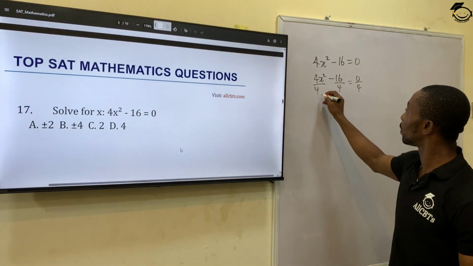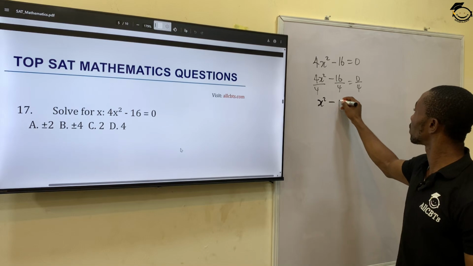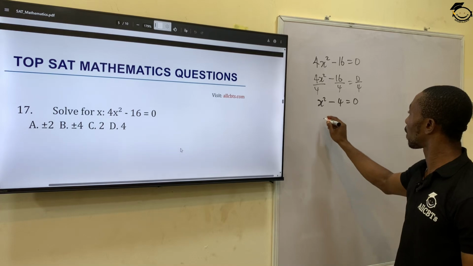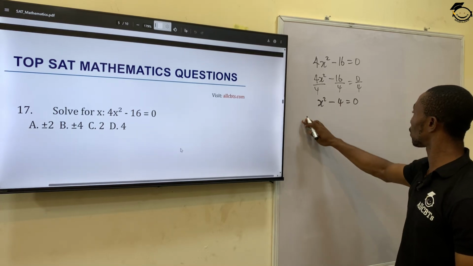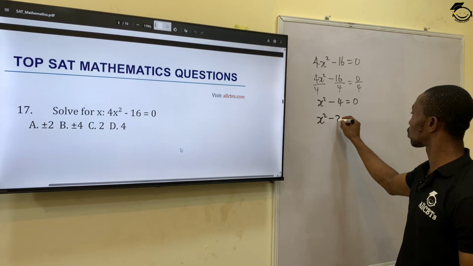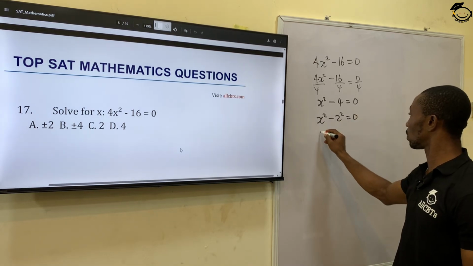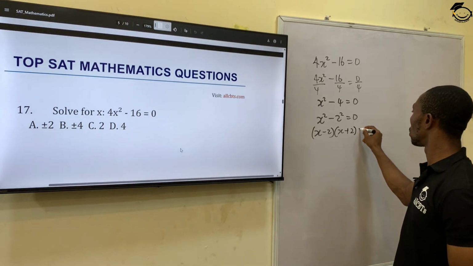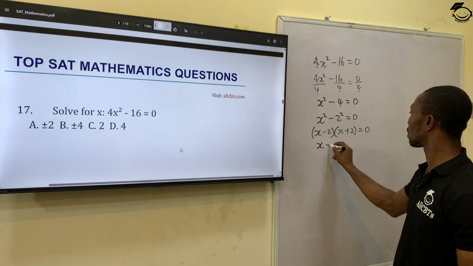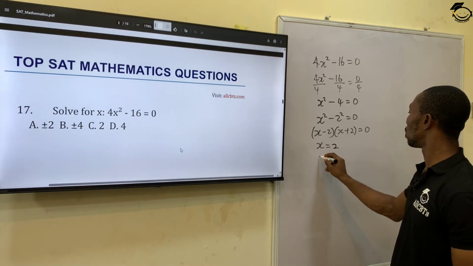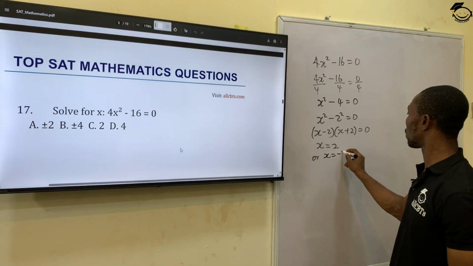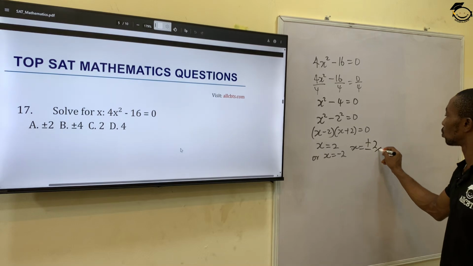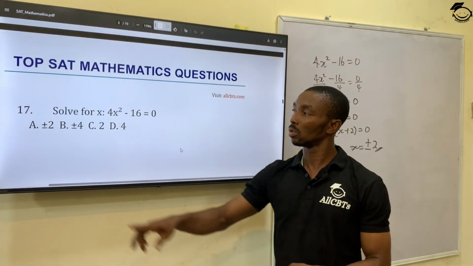So 4 cancel 4 will give us x squared minus 4 equals 0. Alright, so we can now change this using a difference of squares method as x squared minus 2 squared equals 0. So this becomes (x minus 2)(x plus 2) equals 0. So x equals 2 or x equals minus 2. So our x will become plus or minus 2, which will give us option A.